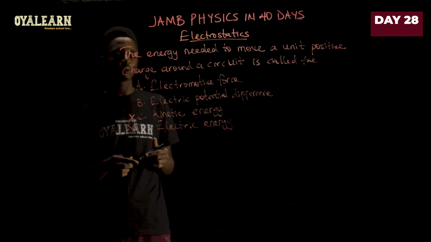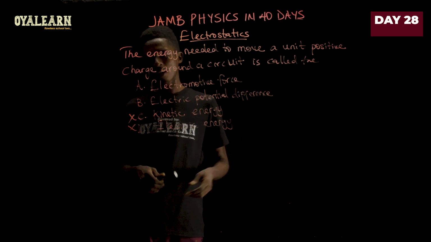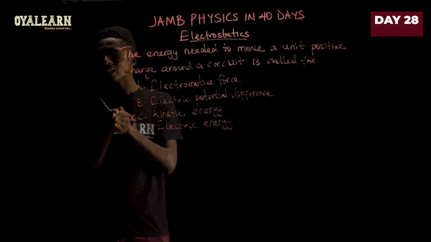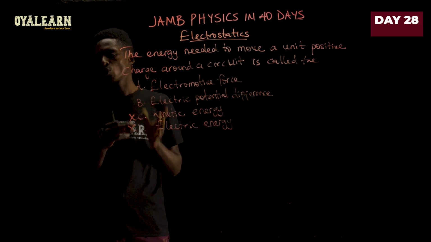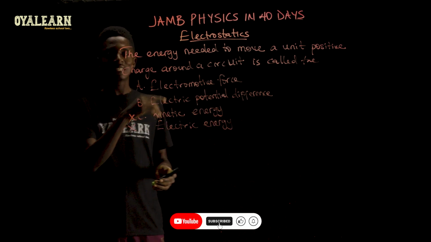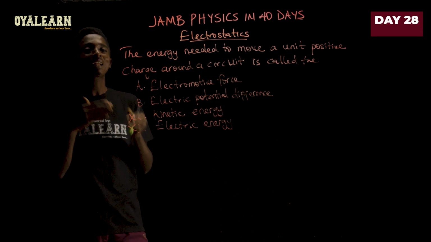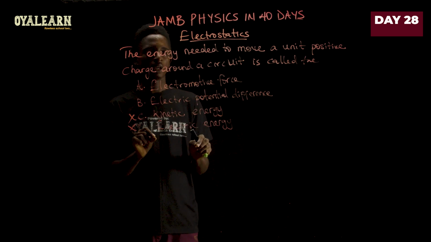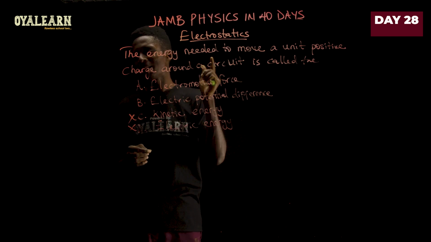And then you are left with two choices, whether it is electromotive force, also known as the EMF, or the electric potential difference. Now, the key to picking the correct answer in this case lies in a proper definition of these two terms. Now, electric potential difference is the energy required to move a unit positive charge from one point to another in a circuit. Remember, this is not about electric field. It is talking about a circuit.